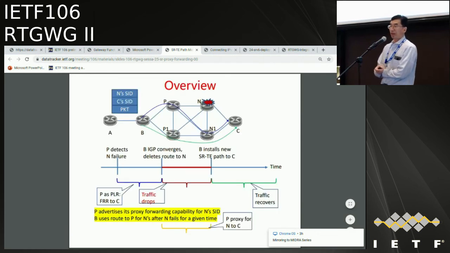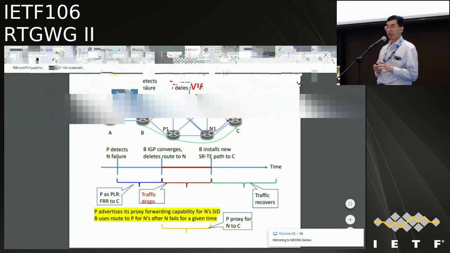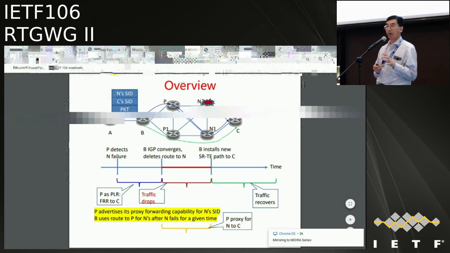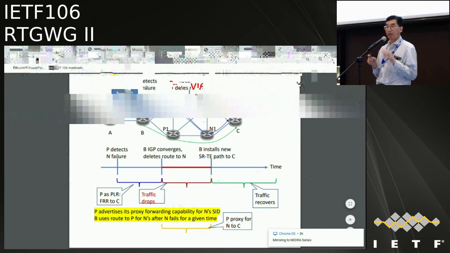So first, let's give an overview. We have existing fast reroute (FRR) for midpoint. However, when a midpoint of an SR path fails, the traffic will be lost for some time, even though the existing FRR for midpoint is used. So our solution provides protection for that period of time. That means that with our solution, the failure of a midpoint of an SR path will be fully protected.